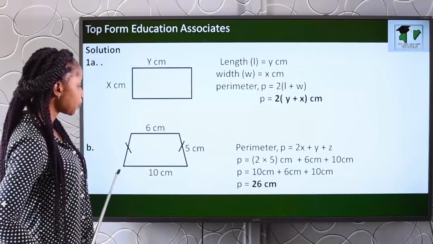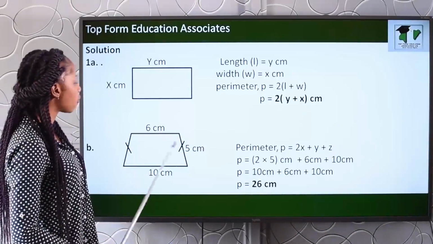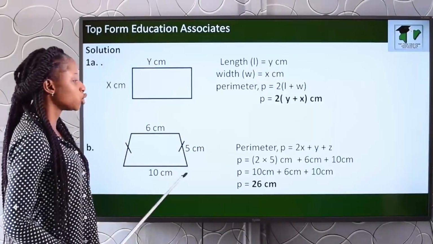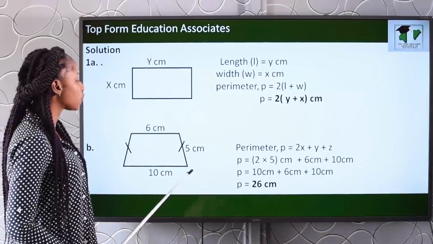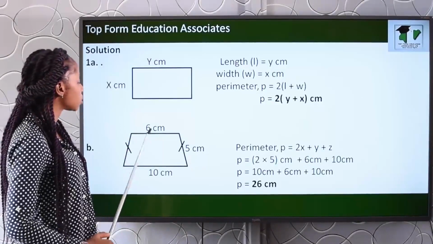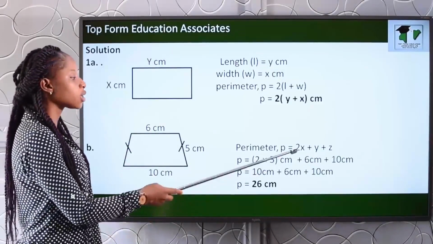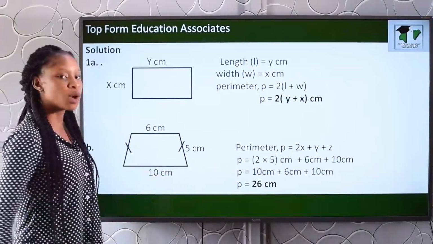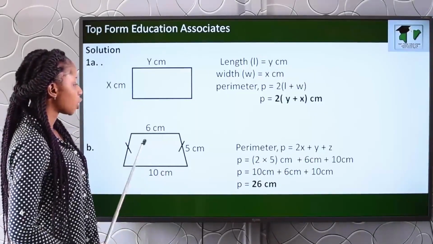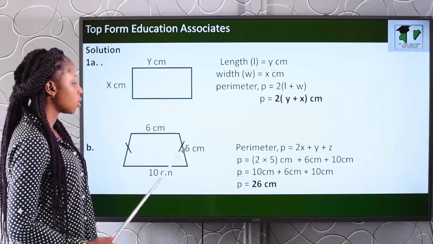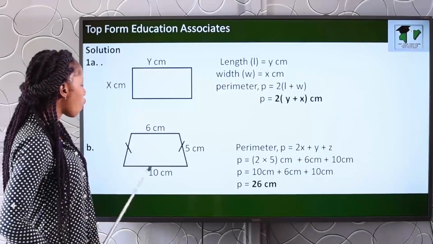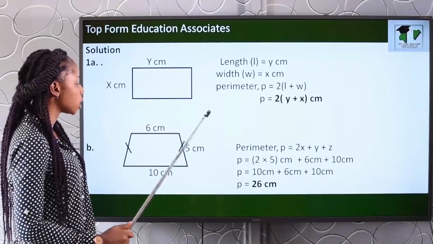Now B, we're asked to find the perimeter of this trapezium. This is an isosceles trapezium. Remember, we said the perimeter of an isosceles trapezium is P equals 2x plus y plus z. We're given the length of the two equal sides, and we're given the length of just one other side.